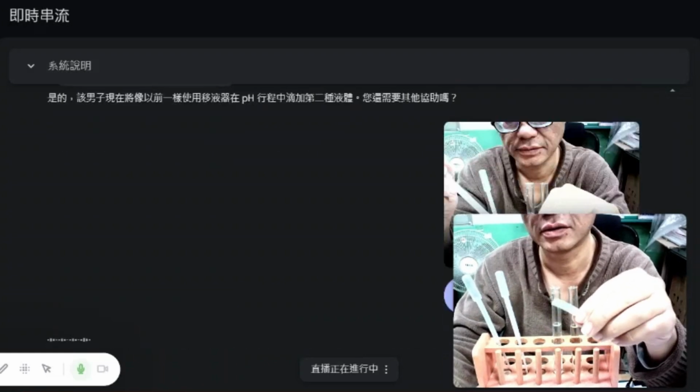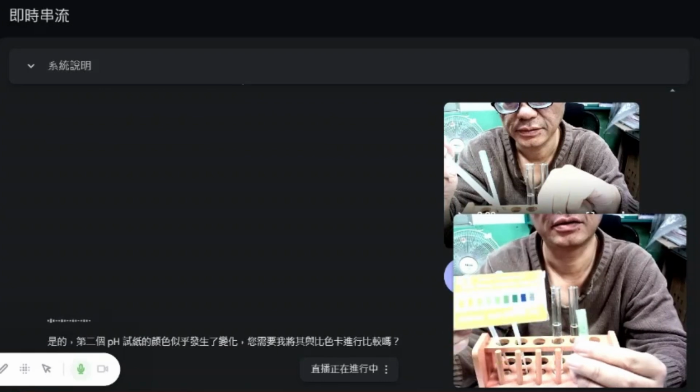Yes, the second pH strip appears to have changed color. Would you like me to compare it to the color chart?